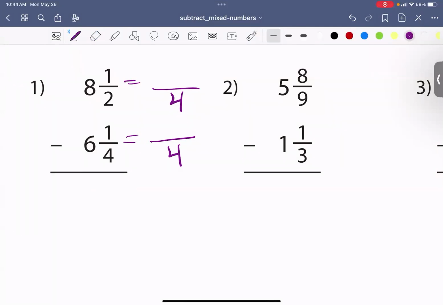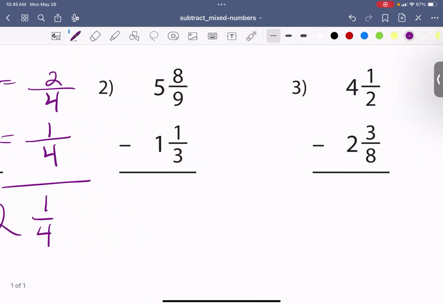All right, so now that I have my new denominator, I can divide. 4 divided by 4 is 1. I put the 1 over here so I don't forget I divided. 1 times 1 is 1. 4 divided by 2 is 2. 2 times 1 is 2. So I put the 2 here so I don't forget I divided. Now I can subtract the fractions. 2/4 minus 1/4 is 1/4. And then 8 minus 6 is 2.